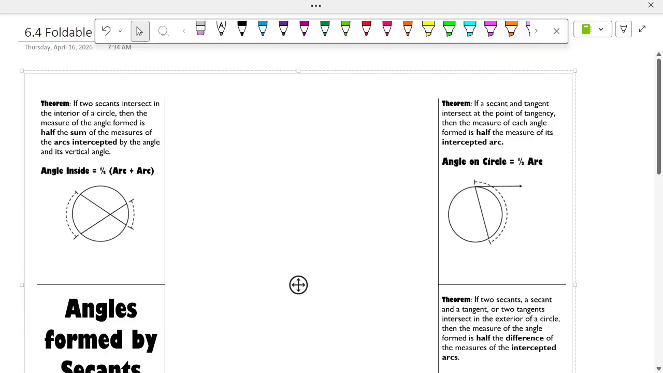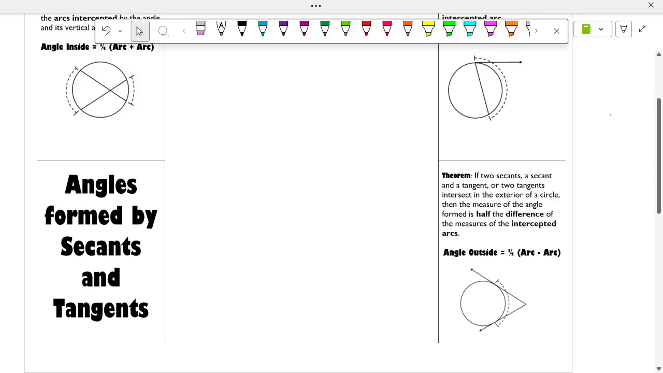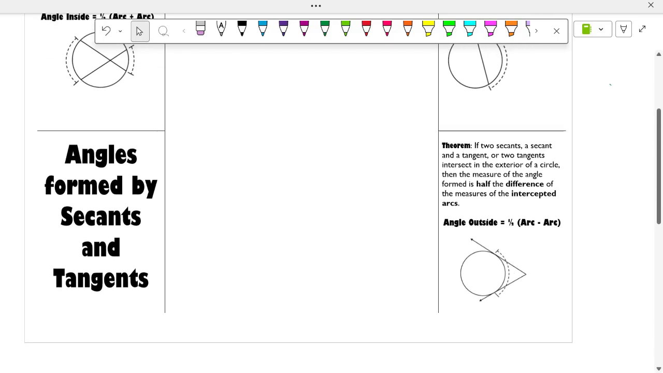This is the last one we'll do today. So the last little bit about angles that we need to talk about are angles formed by secants and tangents. Now, we talked about secants and tangents yesterday. Can someone tell me what a tangent is when it comes to a circle? It's a line that touches the circle at how many points? 1. So it touches the circle at 1 point, but it does not go through the circle.